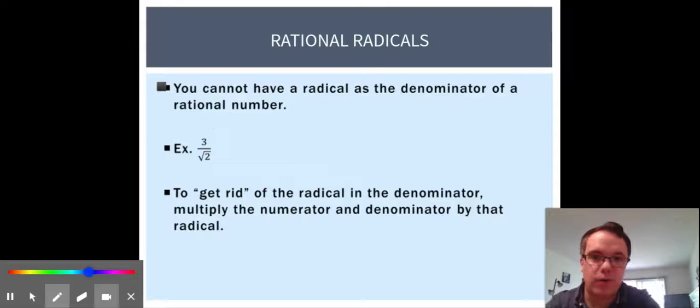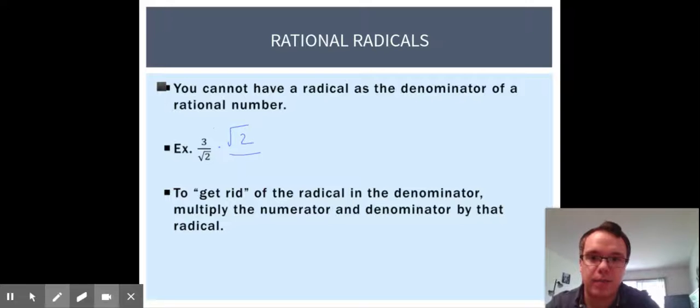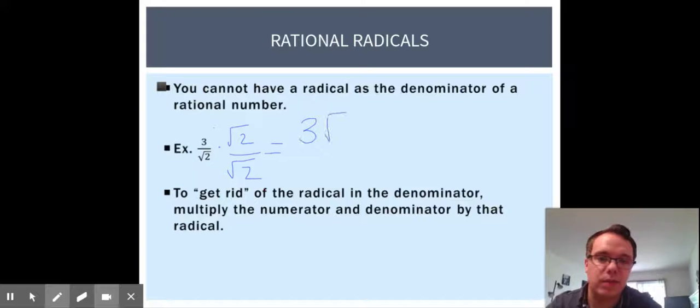So if I have 3 over the square root of 2, if I multiply by the square root of 2 on top and by the square root of 2 on bottom, I am still multiplying by the number 1, so I'm not changing anything. So for my numerator, I'm going to get 3 square roots of 2. And anytime I take the square root of the same thing times itself, I'm essentially squaring it. So I should get that radicand out. So for example, the square root of 2 times the square root of 2 is 2.